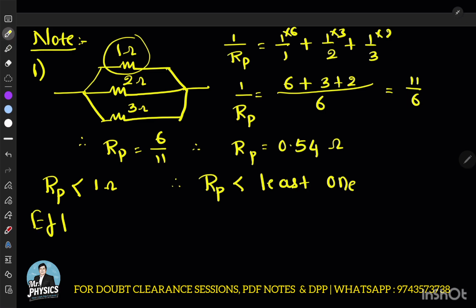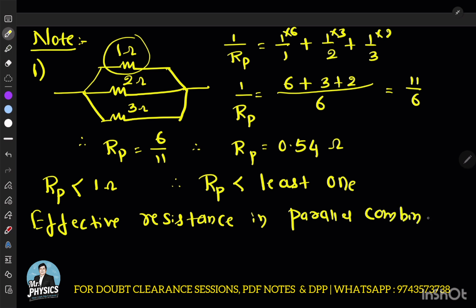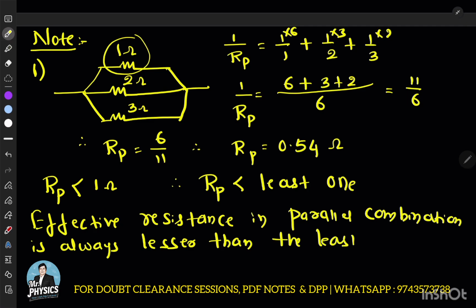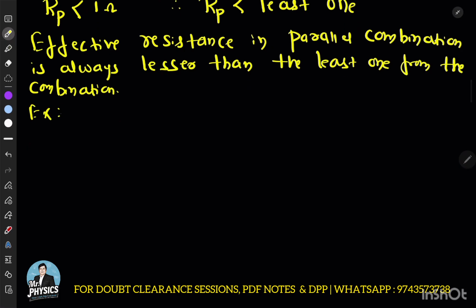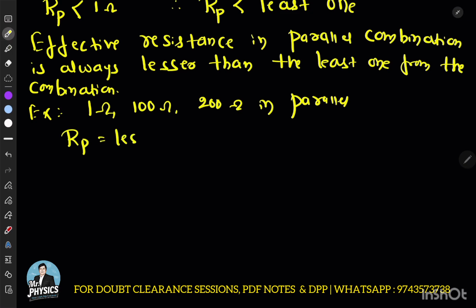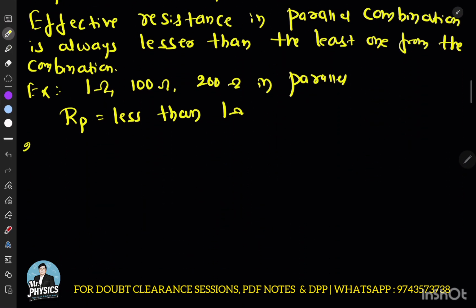That is, effective resistance in parallel combination is always lesser than the least one from the combination. Example, if we have 1 ohm, 100 ohm, 200 ohm in parallel, then remember Rp will be less than 1 ohm. So this is a trick to identify the answer within seconds.